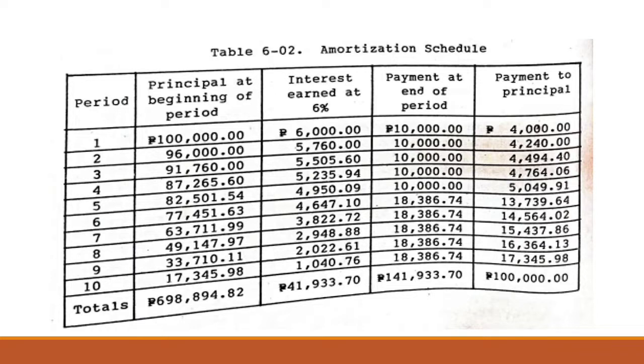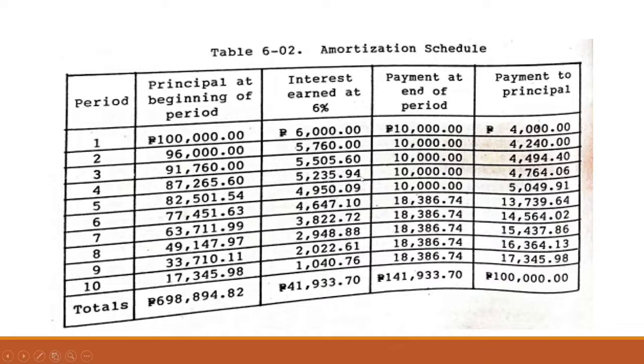At the beginning of the second quarter, the outstanding principal is 96,000, which will earn interest of 5,760 pesos. And the payment to principal is the 10,000 minus 5,760, and you will have the payment to principal of 4,240 pesos, and so on.